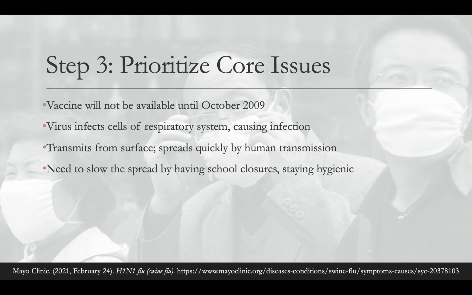One of the main issues is that the virus infects the cells of the respiratory system, which causes infection. This virus also transmits from surface to surface, making it a highly communicable disease that spreads quickly by human transmission. Thus, it is vital to slow the spread of the disease by having school closures and encouraging people to stay hygienic and practice social distancing.